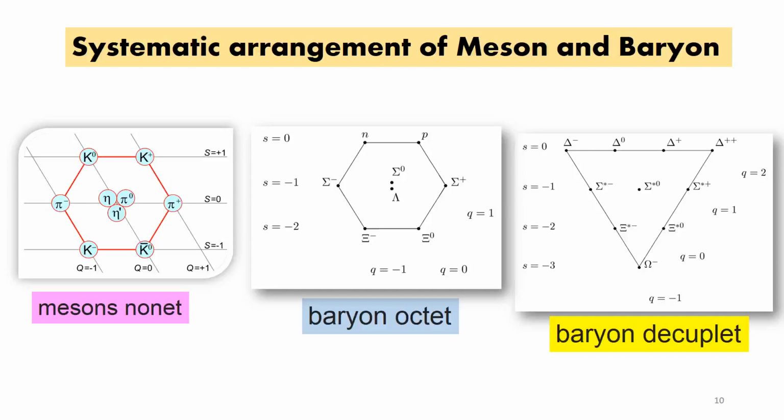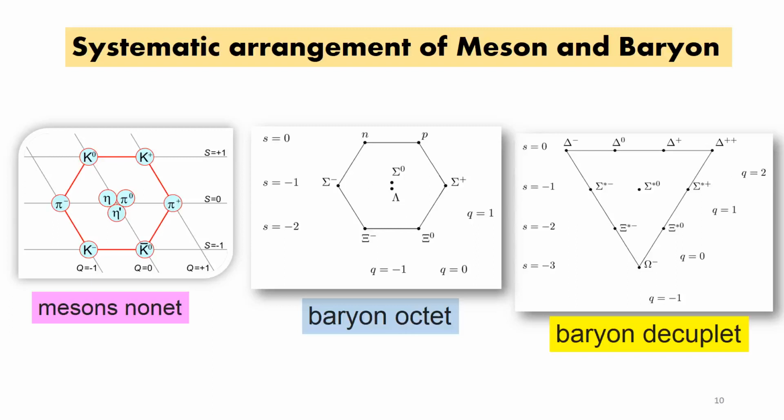And the third diagram of this slide shows the baryon decouplet. Here again, these baryons are arranged in a systematic manner. The first horizontal line corresponds to strangeness 0, that is delta minus, delta 0, delta plus, delta plus plus, and the second horizontal line corresponds to strangeness minus 1. The third horizontal line of the third figure shows strangeness minus 2, and the last horizontal line of the third figure shows strangeness minus 3. That means this omega minus particle has a strangeness of minus 3.